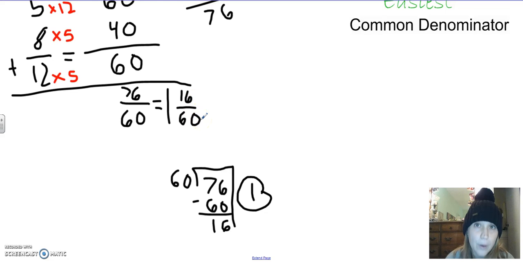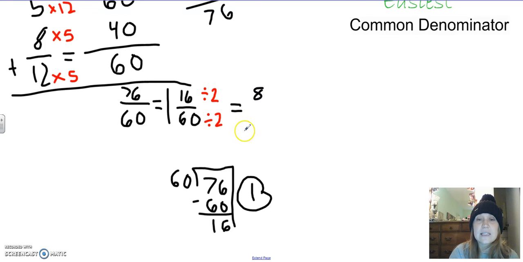Do you notice how they're both even numbers? That means that we can divide both numbers by 2. So I'm going to take 16 divided by 2, and what I do to the top, I do to the bottom. So I'm going to divide 60 by 2 to find me an equivalent fraction. That's a little bit more simplified. 16 divided by 2 becomes 8. 60 divided by 2 becomes 30.